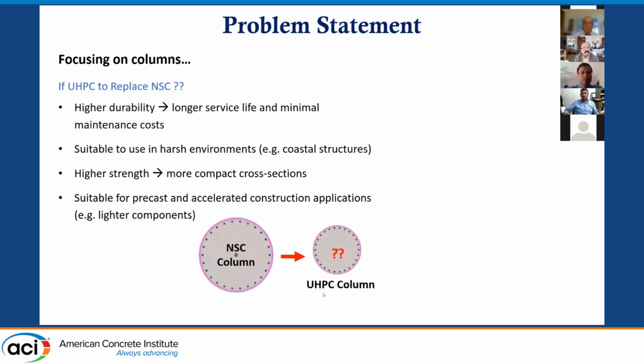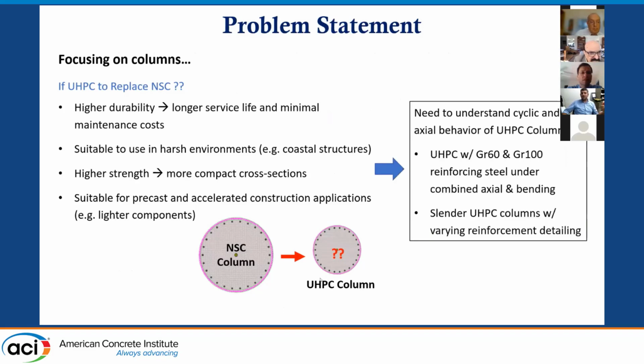We have done several projects, not only one or two, but several, to look into seismic columns, combined axial and bending, incorporating grade 60 as well as grade 100 or even higher strength steel. And recently we did this for slender UHPC columns, which I will share with you today. So the focus today is on the slender UHPC columns that we have tested as part of the ACI project.